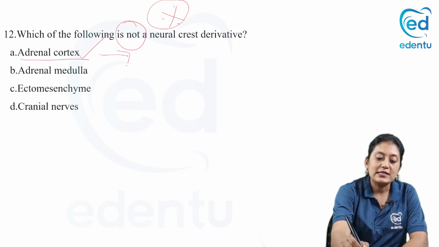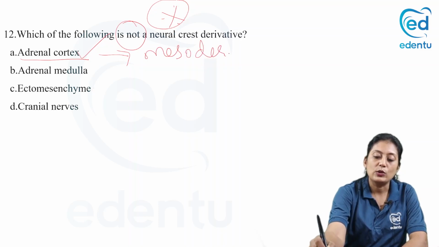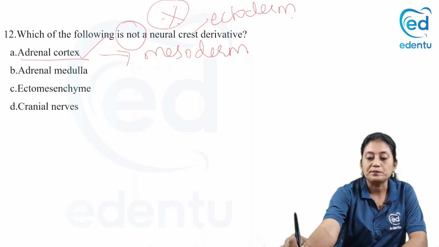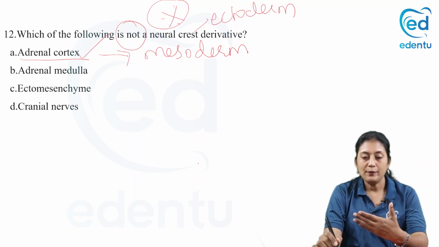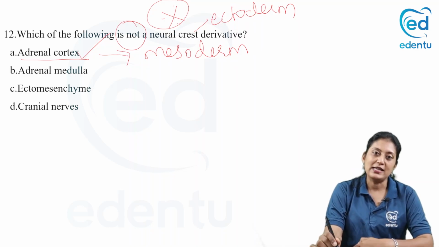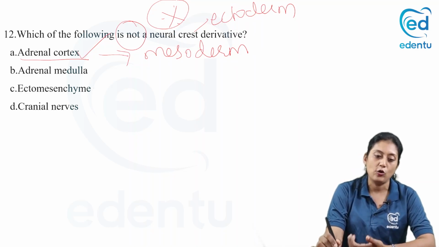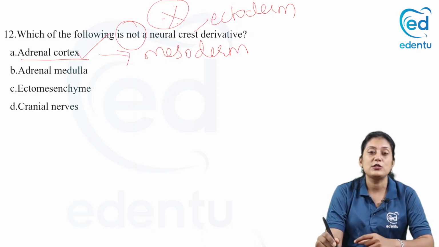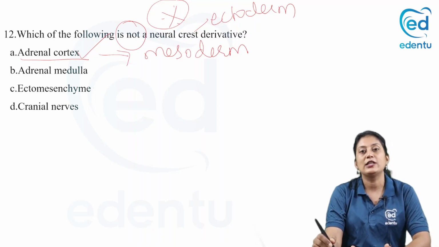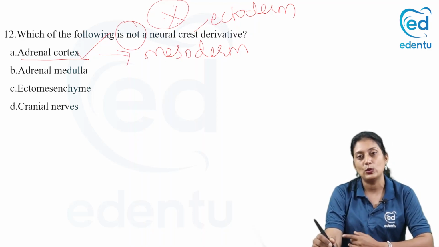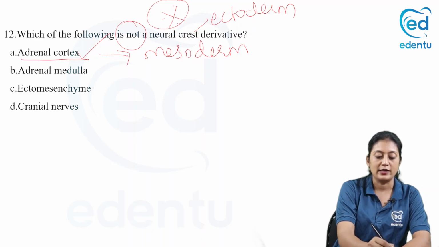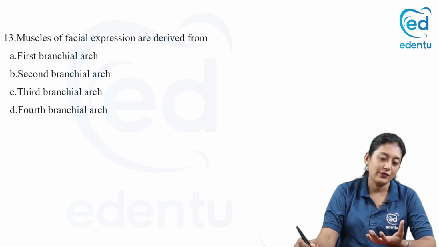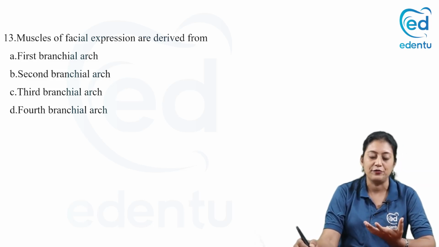Adrenal cortex is derived from where? It is derived from mesoderm, whereas neural crest is actually derived from ectoderm. So from the ectoderm, neural crest is arising. The neural crest gives rise to adrenal medulla, ectomesenchymal cells, and cranial nerves and cranial ganglia. Whereas adrenal cortex is totally different in embryological development. It arises from the mesoderm. So the answer here is adrenal cortex. Embryologically, adrenal cortex and medulla arise from different germ layers, and functionally also they are different.